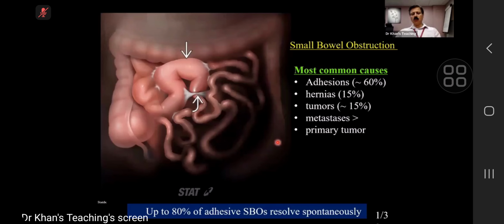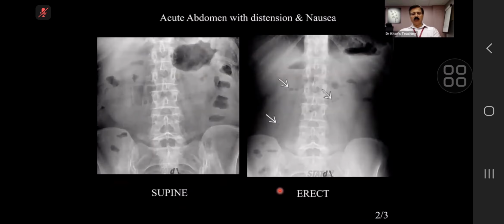Whatever is on this slide, there are a few viva questions which have been asked in the exam. As I told you in the beginning also, adhesions are the most common cause. These are the causes which you have to remember. Again, this is a viva question. Adhesion, 60%, is the most common cause. Please also remember the concept that 80% of them might resolve. So this is important.